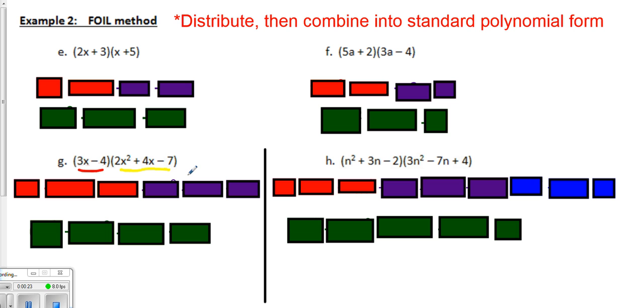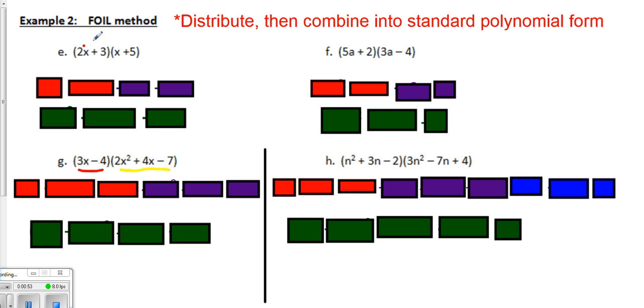So this technically isn't foiling anymore, but it's still kind of the idea of do the distribute piece from each of our terms in this piece to each of our terms in this piece. So we'll see what each of those looks like as we work through these examples. So example E here, we have two binomials. 2x plus 3 is one binomial, and x plus 5 is another binomial.